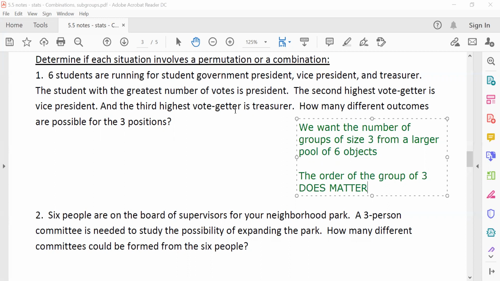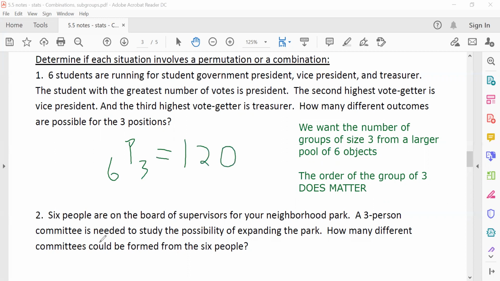So that's actually going to be a permutation. You're going to take 6 objects, permute 3 of them. Let me do that math real quick. That's going to be 120. So there's 120 different ways the election can turn out. Well, it's just kind of interesting. So out of only 6 people, you can count up 120 different things from that 6. That's kind of interesting. The numbers get really big really quickly.